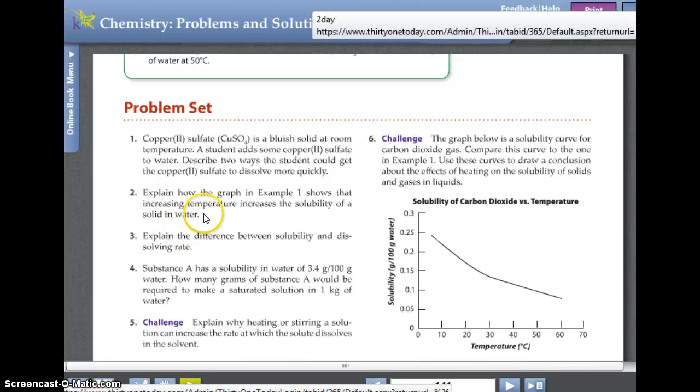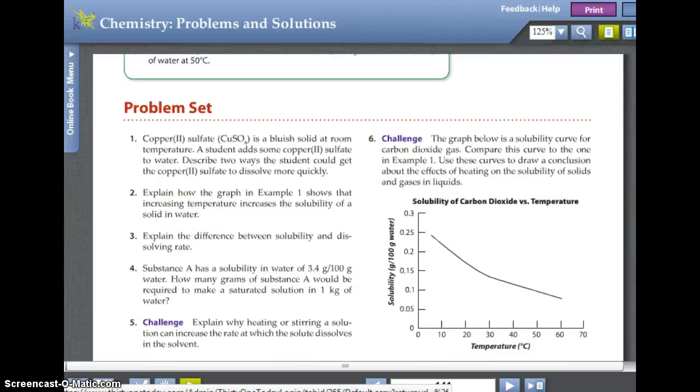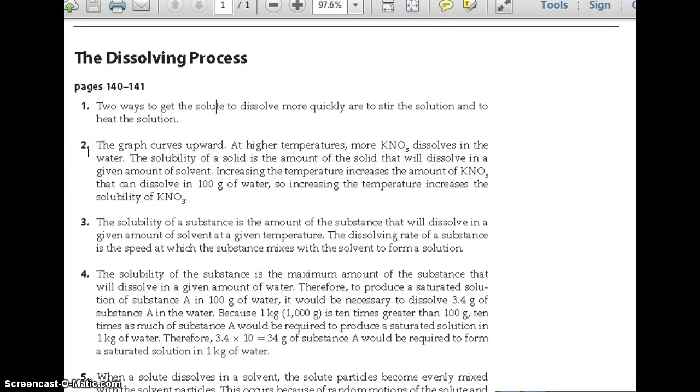Question 2, how does the graph show that increasing temperature increases the solubility of a solid in water? The graph curves upward, or it has a positive slope. At higher temperatures, more potassium nitrate dissolves in the water. The solubility of a solid is the amount of solid that will dissolve in a given amount of solvent. Increasing the temperature increases the amount of KNO3 that can dissolve in 100 grams of water. So increasing the temperature increases the solubility.